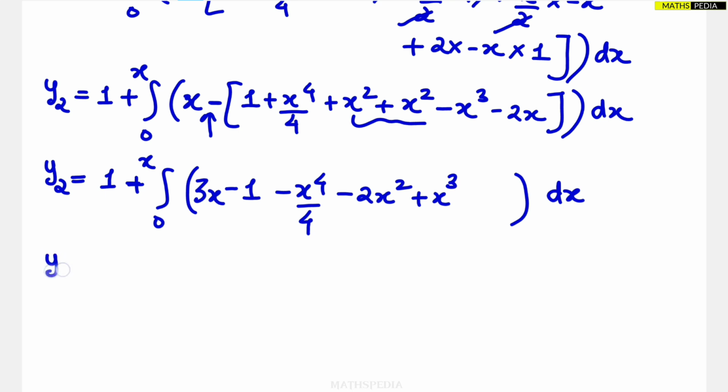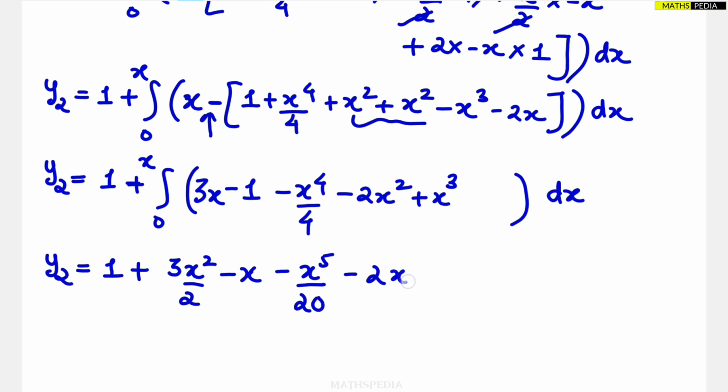Now we'll go for the integration. So 1 outside plus 3x integration is what? 3 outside, integration of x is x square by 2, minus, 1 integration is minus x, minus x power 5 by 5, and 4 is also sitting, it will become 20, minus 2 into x power 3 by 3 plus x power 4 by 4. Okay, now limits are also there. So limits, you have to put 0 to x.